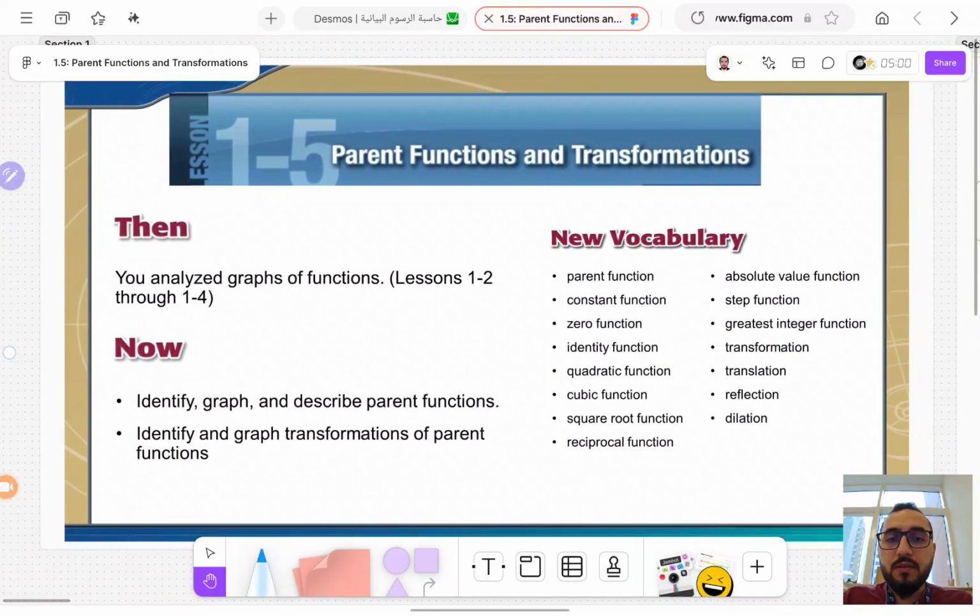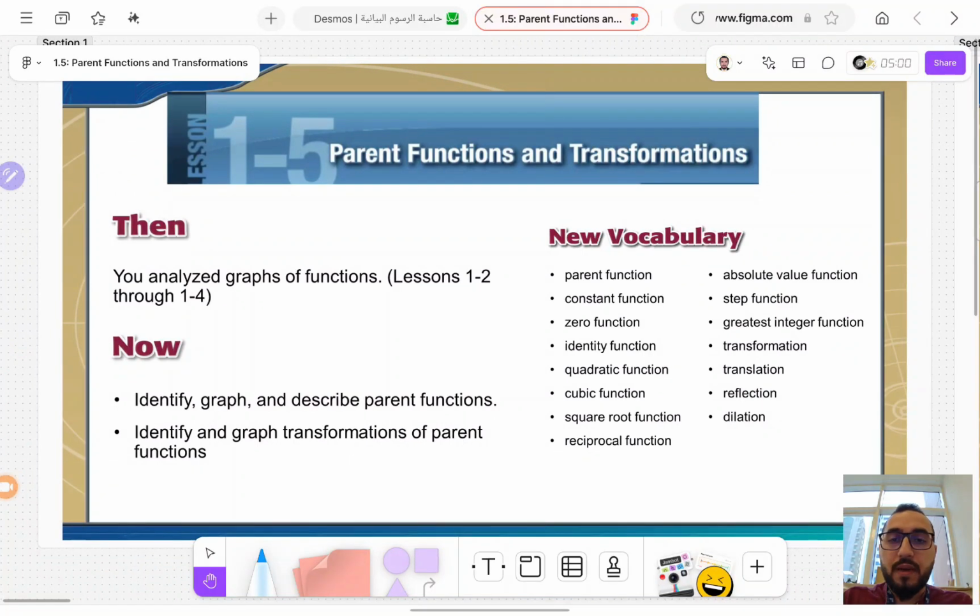You can find this lesson in the pre-calculus subject for McGraw-Hill. Now, 1.5 parent functions and transformations. This lesson is a big lesson which summarizes all types of functions that you studied in Integrated Math 1, 2 or 3, or if you're studying algebra or geometry.